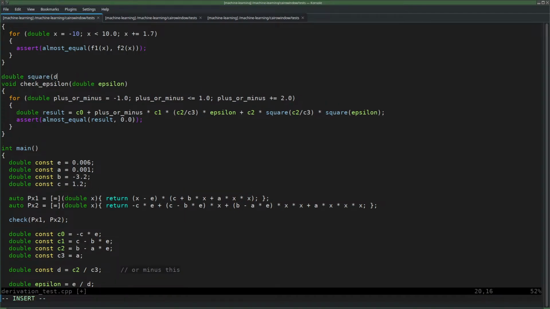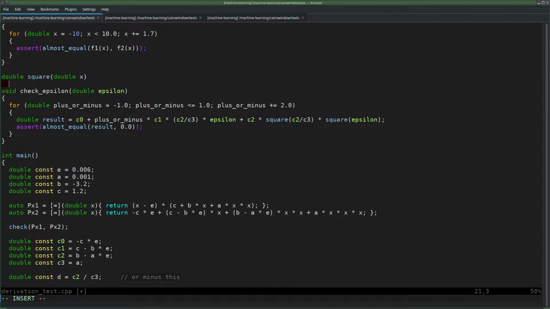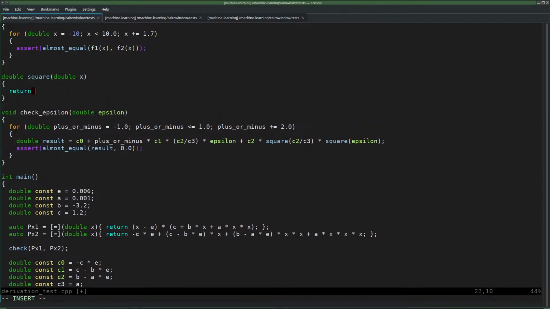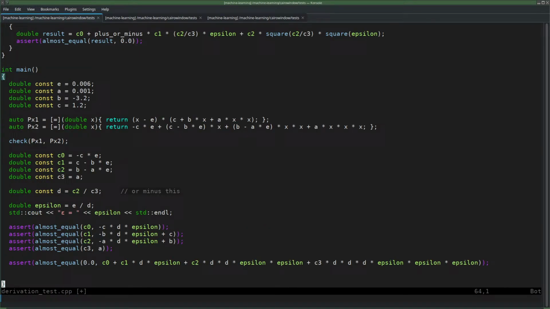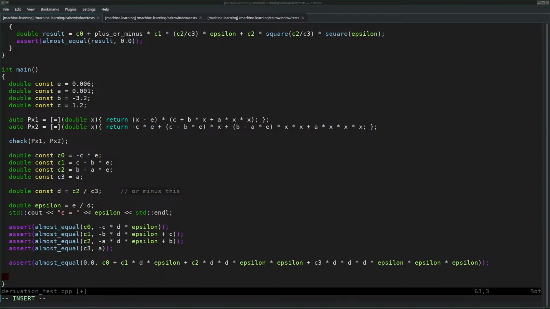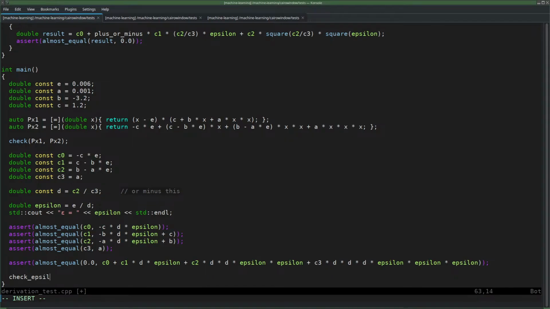Double square, double x, x times x. So then you can do, well, for example, this one. Check epsilon, that thing. I'm starting to wish that I do have.